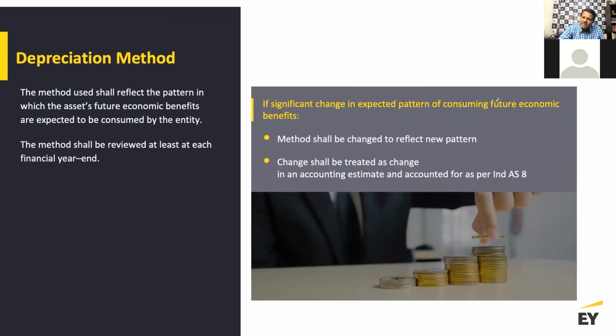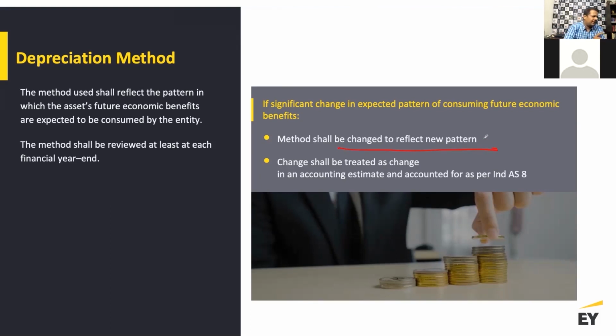We do see some companies changing the method of depreciation, but again, this is not common. Once you've determined it, you normally stay the course throughout the period, and only in very limited situations do we see companies changing the method of depreciation. Now, if there is a significant change in the expected pattern of consuming future economic benefit, then methods shall be changed to reflect the new pattern.